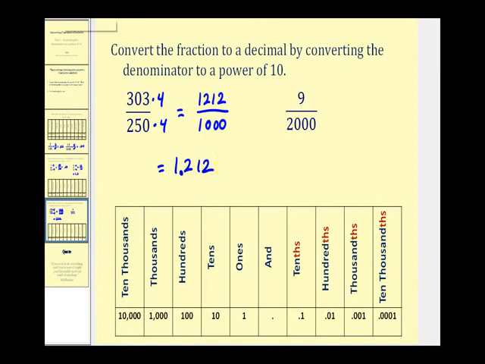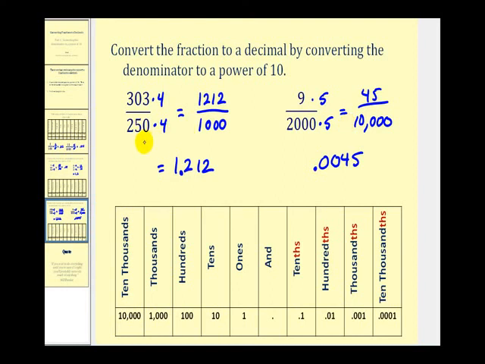And let's go ahead and look at one more. 9 over 2,000, or 9 2,000ths. If we multiply our denominator by 5, we'd have 10,000, which is a power of 10. So we'll do the same to the numerator. So here we have 45 10,000ths. And again, the 10,000ths place value would have to have 4 digits to the right of the decimal point. So I'll write down our numerator. If we need to have 4 digits to the right of the decimal point, we're going to have to add a couple zeros here. So 9 over 2,000 is equivalent to 0.0045 or 45 ten-thousandths.